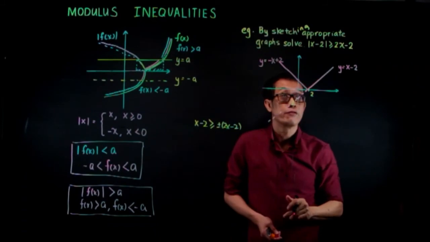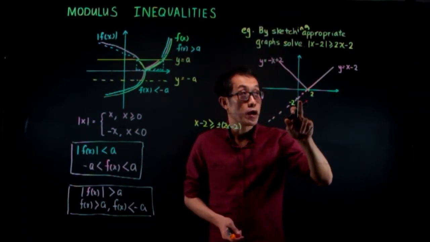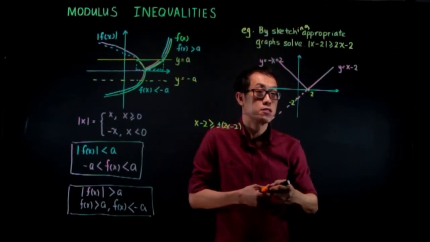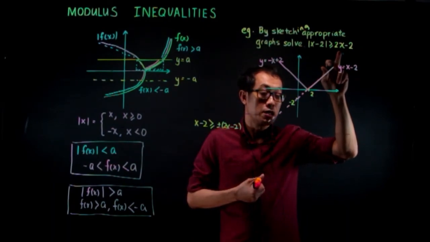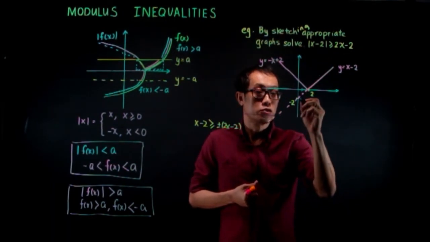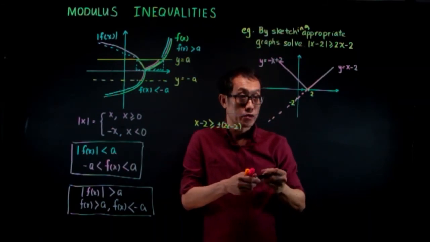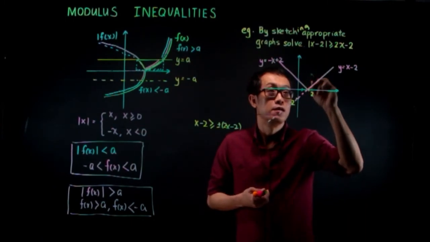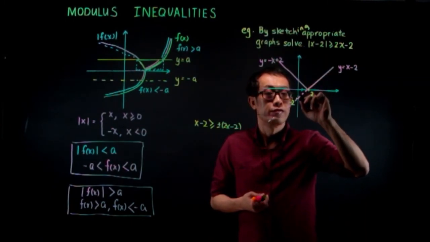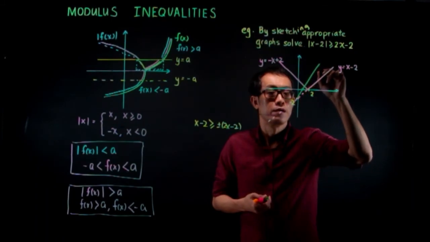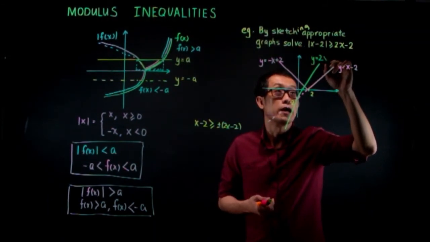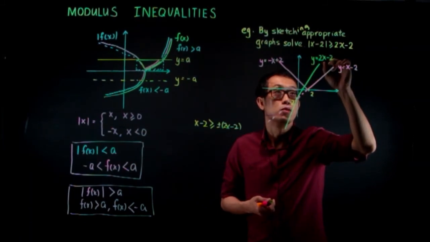Now you draw this graph. This graph also has a y-intercept of minus 2, but now the gradient is steeper. This gradient is 2, so it should cut the x-axis at 1. Maybe I use blue or green. So this is your graph. This graph is y equals 2x minus 2.